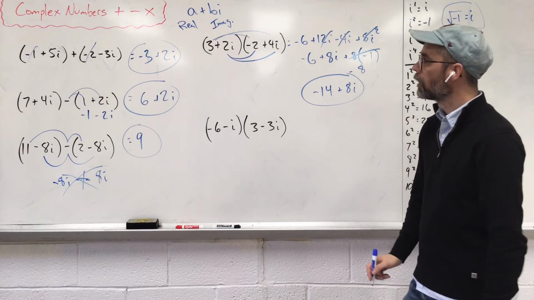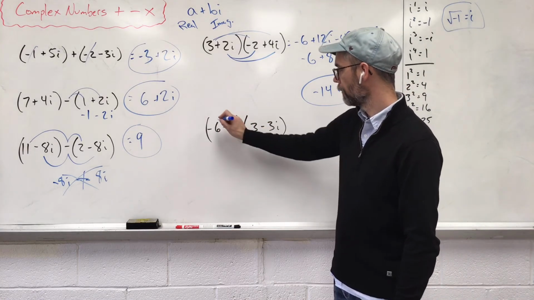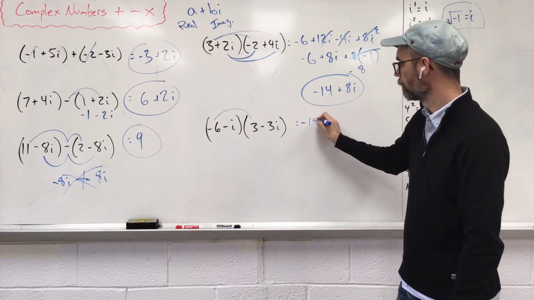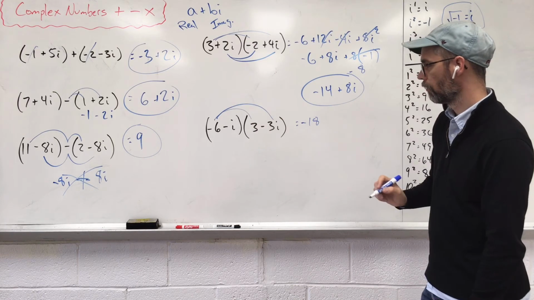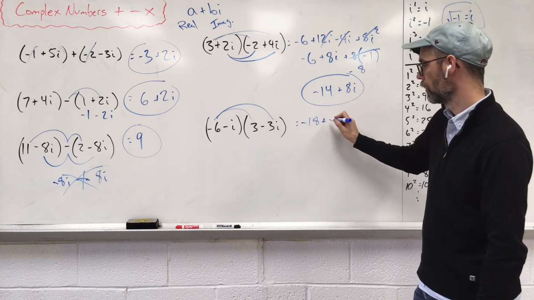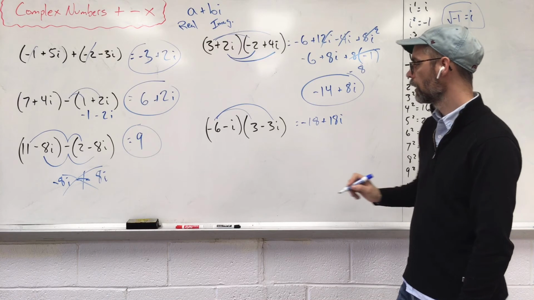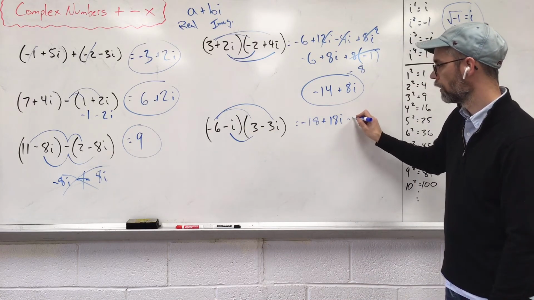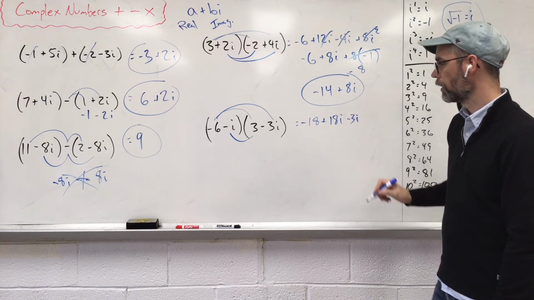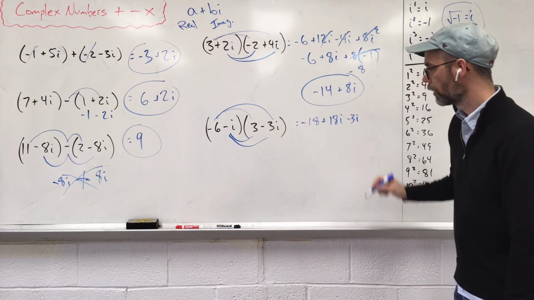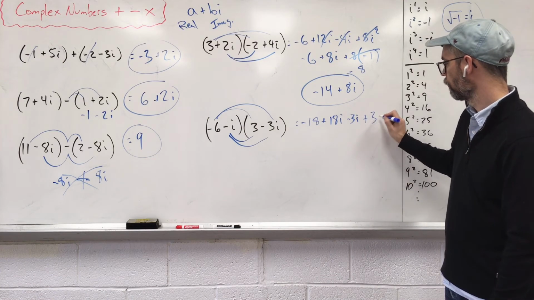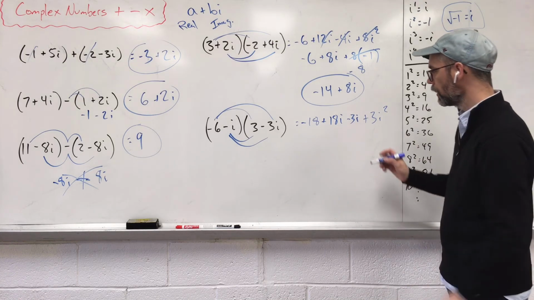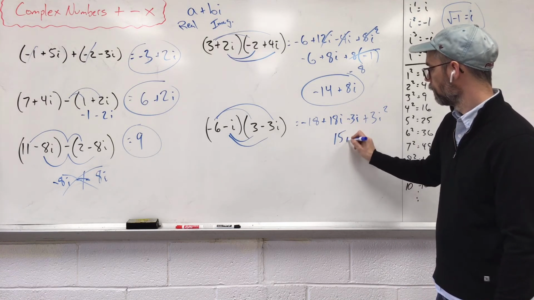All right, one more. So distribute. We're going to distribute -6 this time. -6 and 3, giving us -18. -6 and -3, giving us positive 18i. Now we're going to distribute -i to give us -3i. Distribute one more time, positive 3i squared. 18 minus 3 gives us 15i.